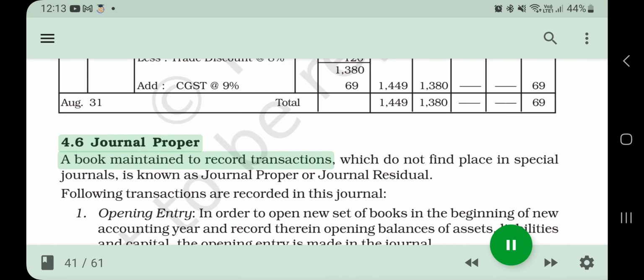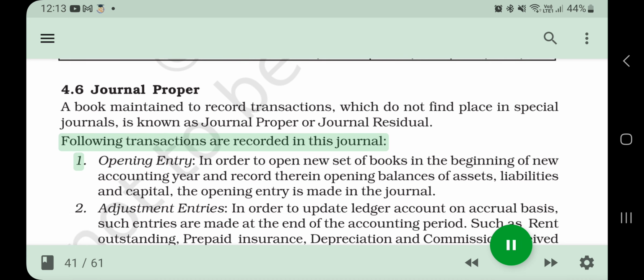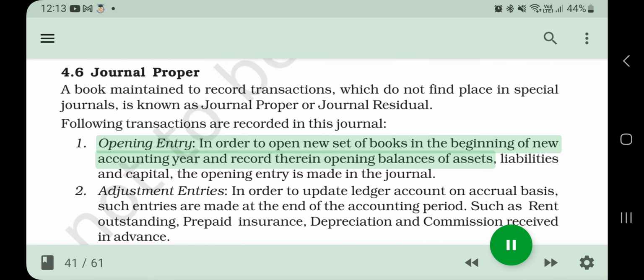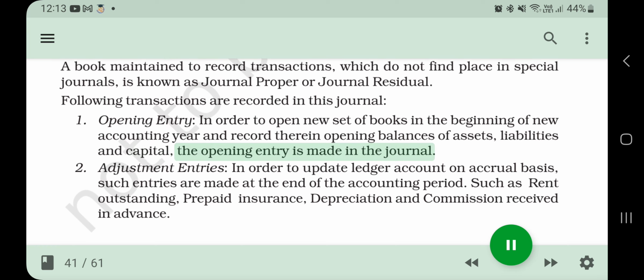4.6 Journal proper. A book maintained to record transactions which do not find place in special journals is known as journal proper or journal residual. Following transactions are recorded in this journal. 1. Opening entry. In order to open a new set of books at the beginning of a new accounting year and record therein opening balances of assets, liabilities and capital, the opening entry is made in the journal.